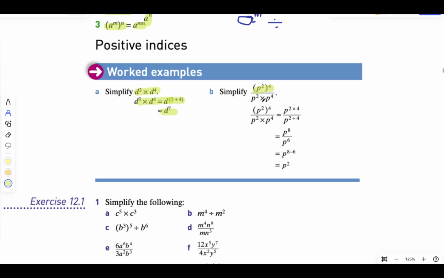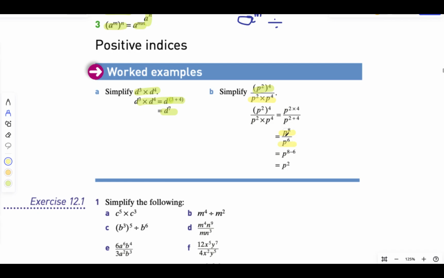In the denominator, we apply the first law. We say p raised to the power 2 plus 4, which is 6. So the numerator will be p raised to the power 8, and the denominator will be p raised to the power 6. That's what we got here, p raised to the power 8 and p raised to the power 6.